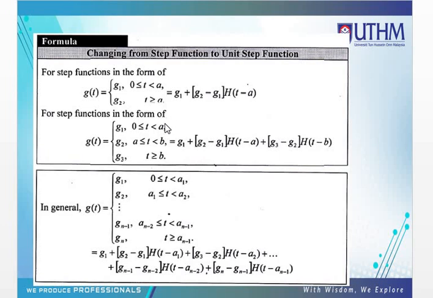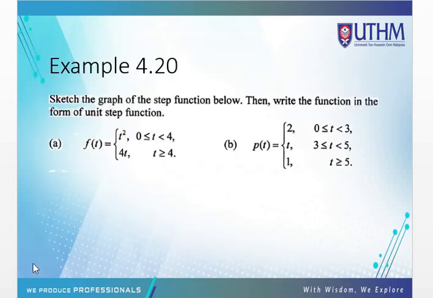Or for the step function in the form of g1, g2 and g3, g1 is the same and g2 is in between a and b. So the equation is g1 plus (g2 minus g1) unit step t minus a plus (g3 minus g2) unit step t minus b. So this is in general. Now let's go for the example. Sketch the graph of the step function below and write the function in the form of unit step function based on the formula given just now.